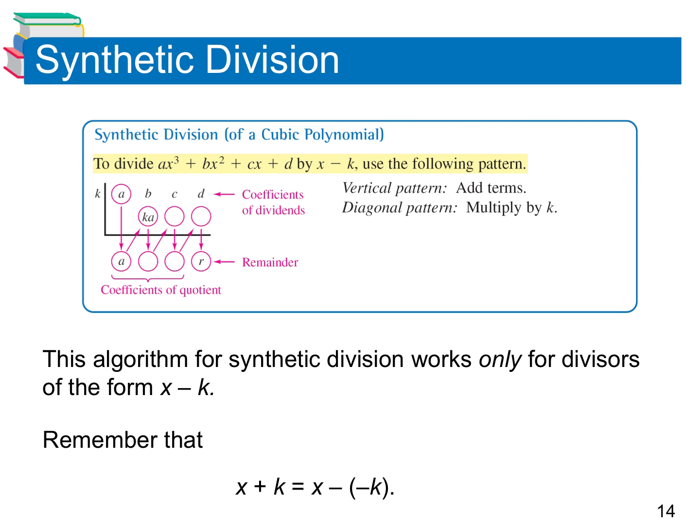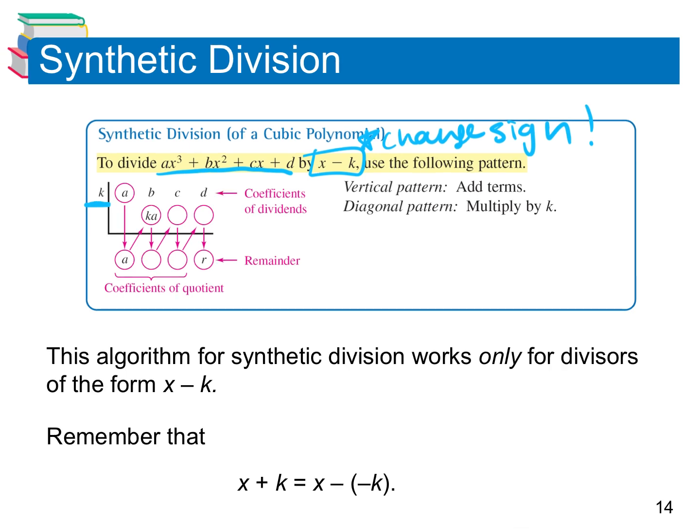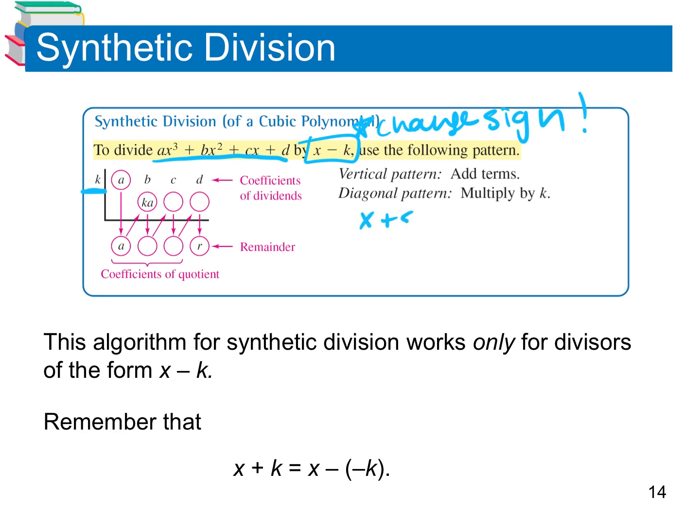So when we do synthetic division, it'll give us a polynomial that we're going to divide into, and then the thing that we're dividing by. Notice here how it's x minus k and positive k goes on the outside. You always change the sign of what goes on the outside. So if I was dividing by x plus 5 and I'm doing synthetic division, what would go on the outside of my box? Negative 5. So we always change the sign.